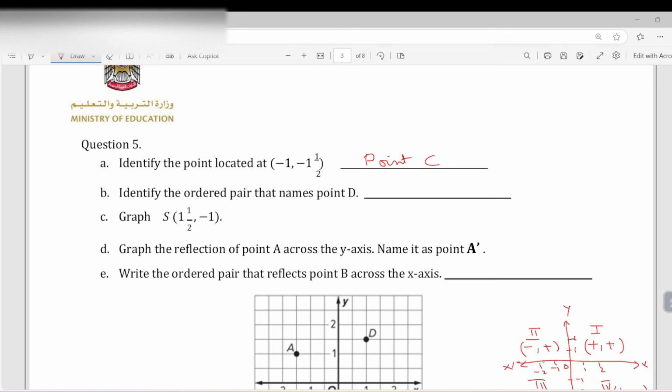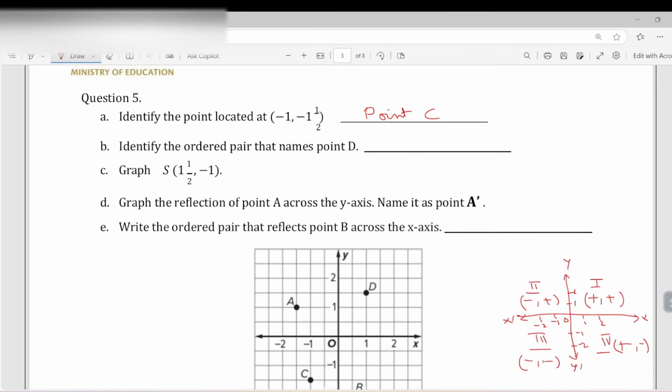Identify the ordered pair that names D. What are the coordinates of this? So first you have to see the X. You see X is 1. What is Y? 1. You see 2. This is 1.5. And they are in the first quadrant. So both are positive. So 1, 1.5.